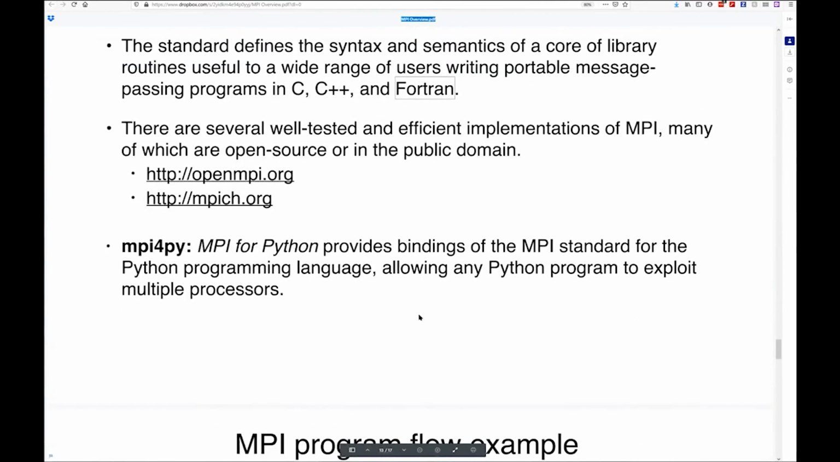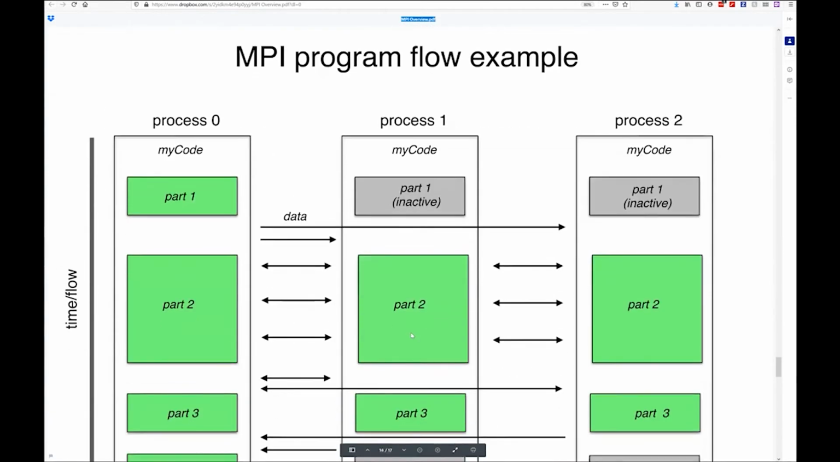Okay, so here's what an MPI program feels like when you run it. So normal programs have a first line, second line, third line, fourth line, and they go through. In an MPI or a parallel program, here's what's typically going on. You've got a number of different processors, okay, or lines of execution. So different cores: process 0, process 1, process 2.